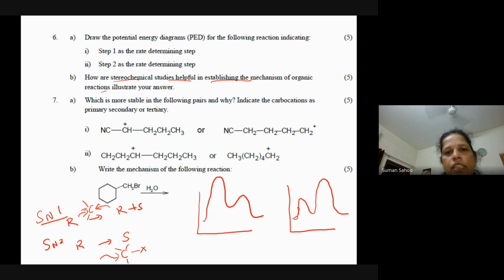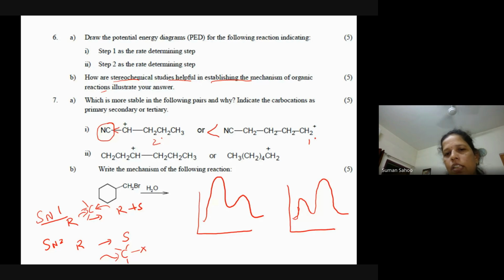Which is the more stable in the following pairs and why? Indicate the carbocations as primary, secondary or tertiary. Among these, which one is more stable? If you just see, this carbon is secondary and this carbon is primary, but still this one is more stable as compared to this one, because here a very strong electron withdrawing group is present just next to your carbocation.